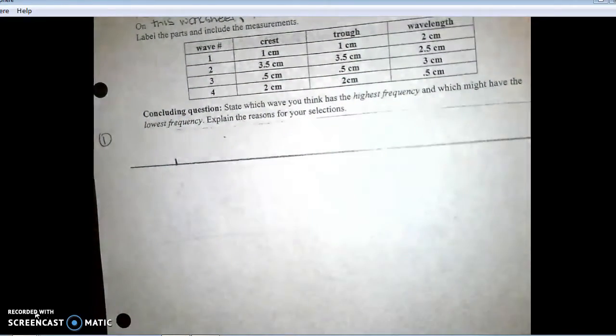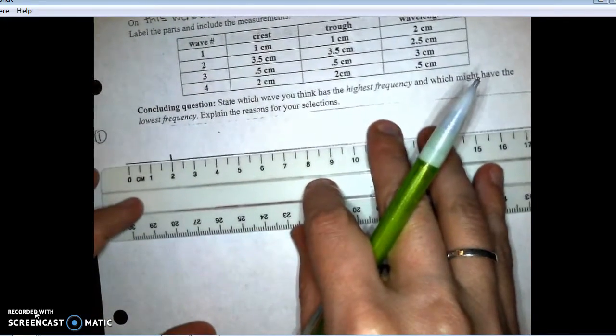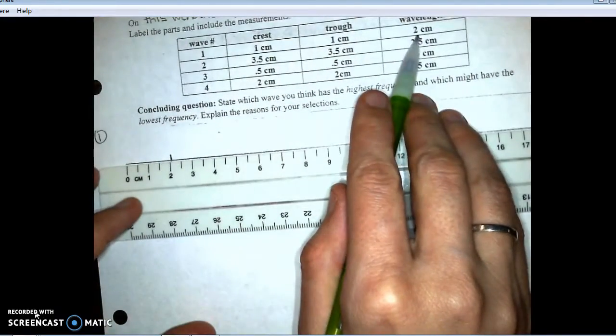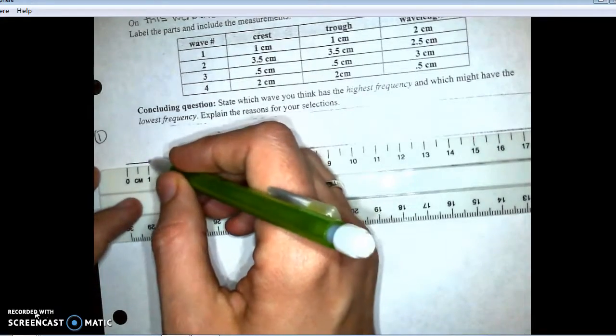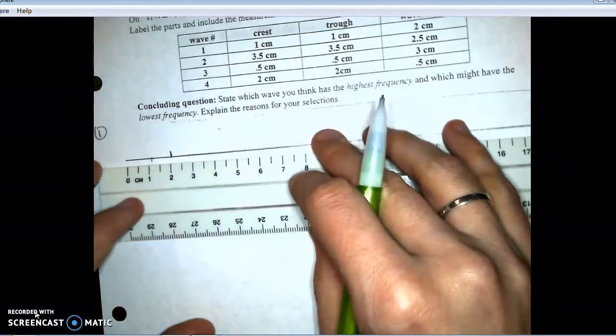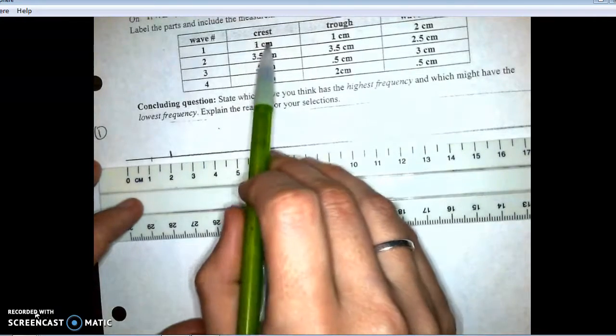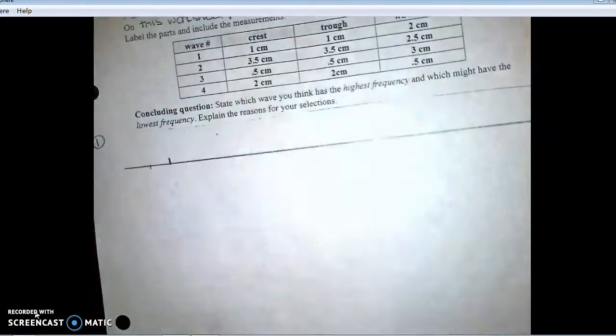So the next thing that I need to do is essentially split that in half. Half of 2 is 1, so about here is where I'm going to start my trough, and here is where I'm going to have my crest. Remember, my crest is the top part of a wave, and it needs to be 1 centimeter high.